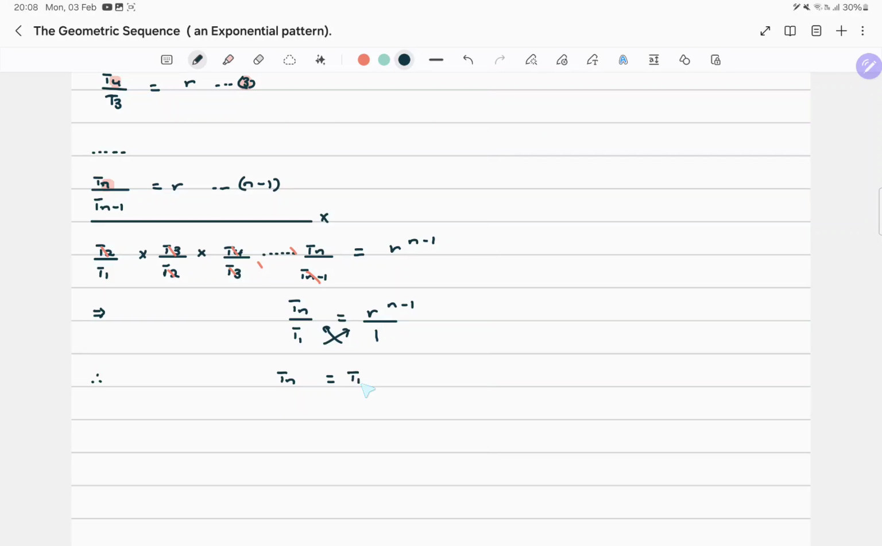This is going to be T1 times r to the n minus 1. But now we know that T1 is denoted with the letter A. We can then conclude that T sub n is basically A times r to the n minus 1, where n is an element of natural numbers. Okay, good. So this is how we derive it.